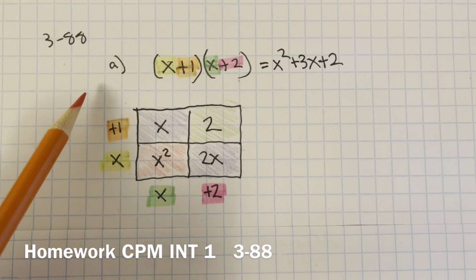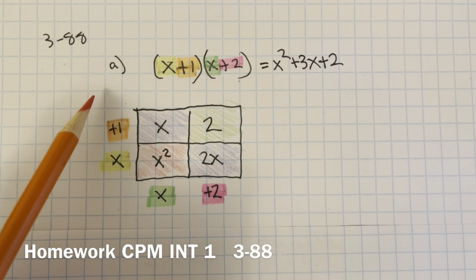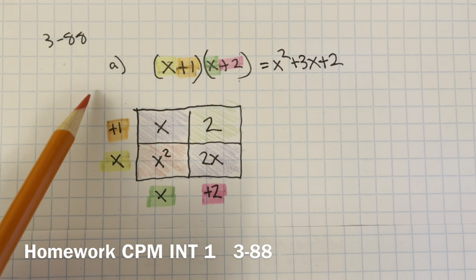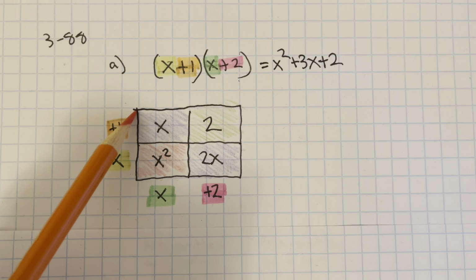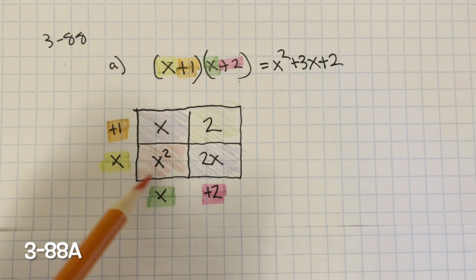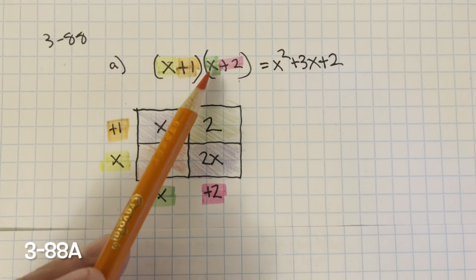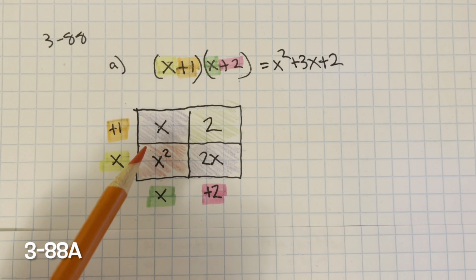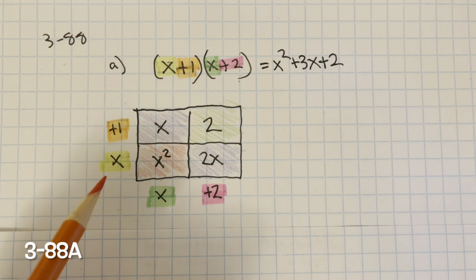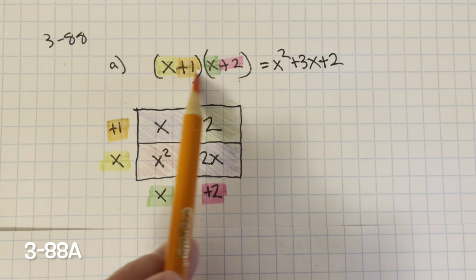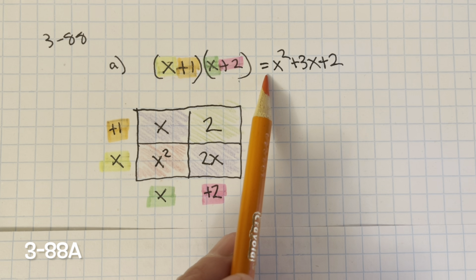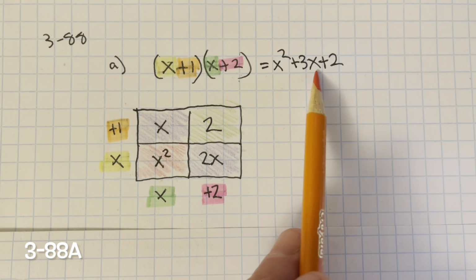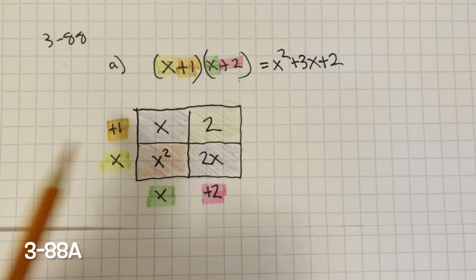This is the homework for 388. And for each multiplication expression, we need to sketch an area model. So here's the area model. It's a 2 by 2 because we have two terms multiplied by two terms. And then we need to write an equation showing the area as a product, so here's the area as a product, equals the area written as the sum of its parts.